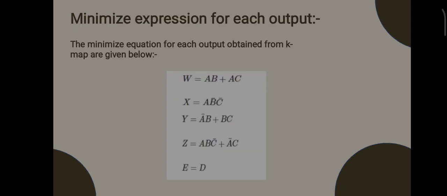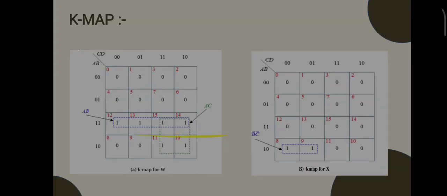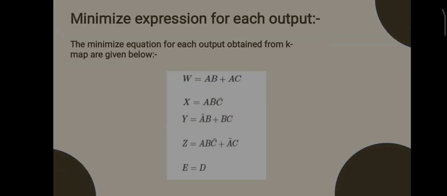Now we minimize the expression for each output. W is equal to AB, where we take the common terms from both groups. For this quadrant it formed AB, and for this quadrant it formed AC. Here C is common, and here A is common, therefore we have taken A, and here C is common, therefore we have taken C. So AB plus AC is the expression for W.